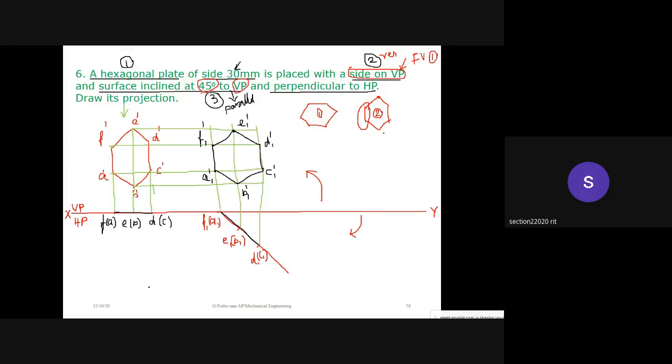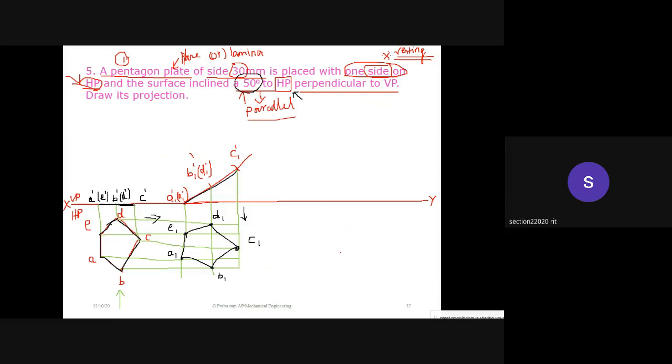So what about the dimensions, sir? In the previous problem also, I forgot to tell you about your dimensions. They have given 30 millimeter. See, this is 30 millimeter. I'm using an extension line here, and now I'm using a dimension line here. I'm using an arrowhead, and this is 30. And the other dimension is 50 degree. So using again an extension line, I can write here 50 degree.